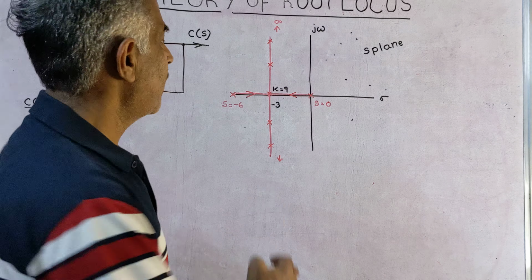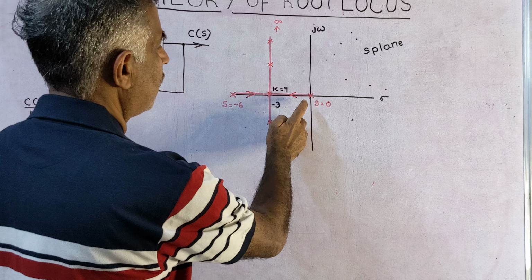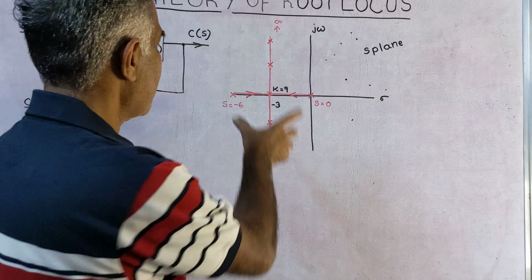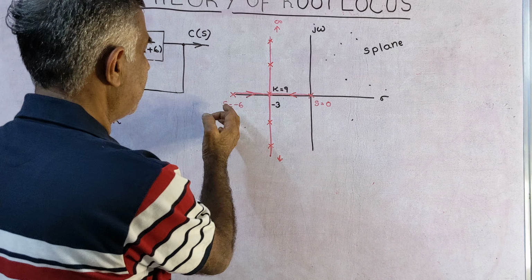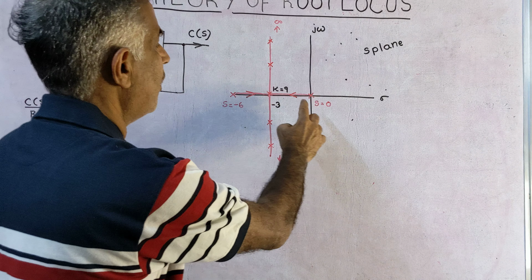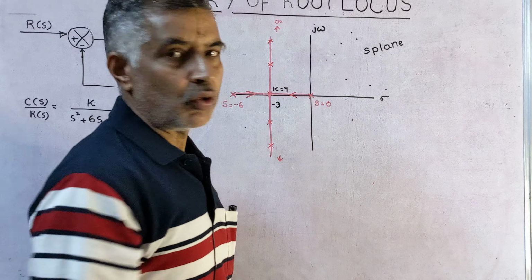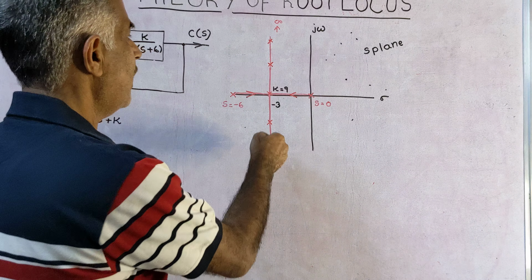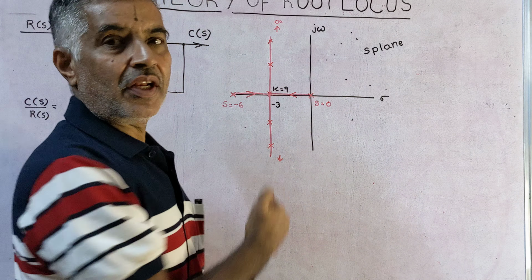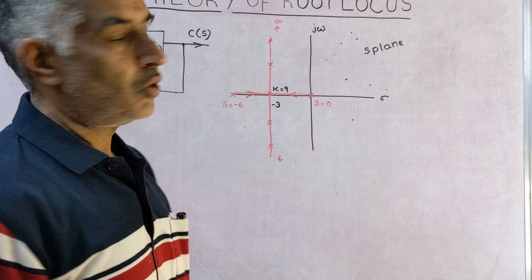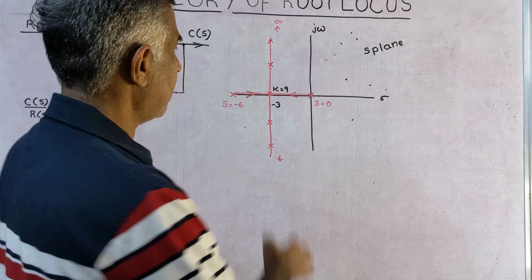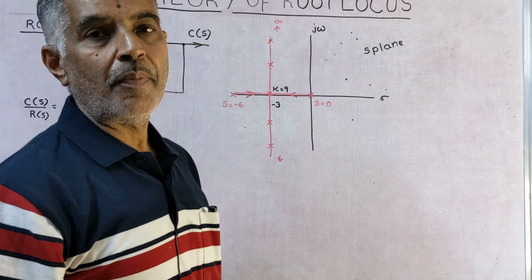What are those selected points? On the real axis from s equal to 0 to s equal to minus 6, entirely the points are on the root locus. But points to the left of s equal to minus 6 or points to the right of s equal to 0 are not on the root locus. Next, on this perpendicular bisector, the points are on the root locus. So these points have participated in the root locus, but the rest of the points are not in the picture.